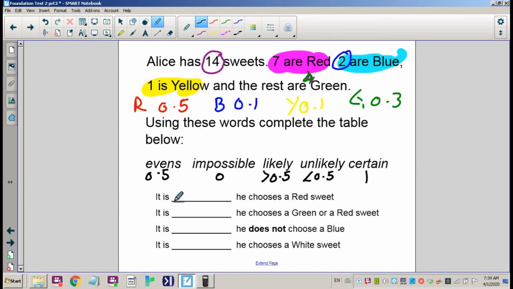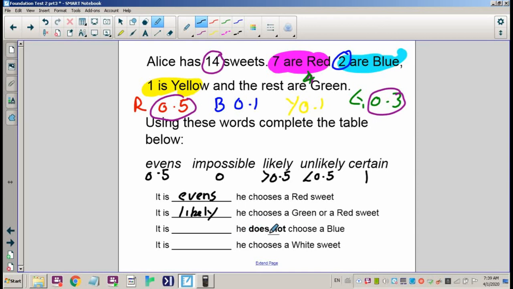So let's now see if we can work out what words to put here. It is blank, he chooses a red sweet. What's the probability he chooses a red sweet? 0.5. So that word is evens. What's the probability he chooses a green or a red sweet? Well, the way to work that out is you add the two together. This is getting quite high level now. The green add the red sweet would give us 0.8. Now, that's bigger than 0.5, so the word we're going to write down here is likely. If the probability is more than half, it's likely.